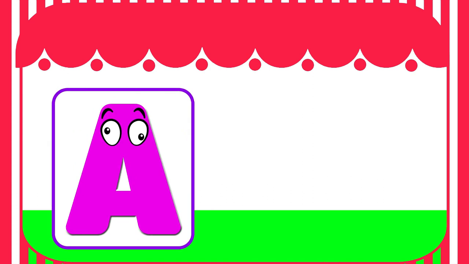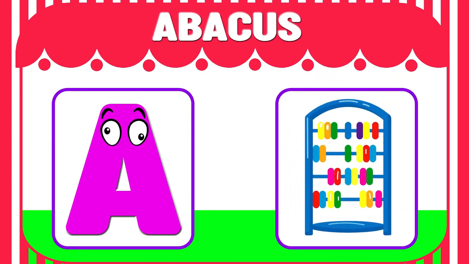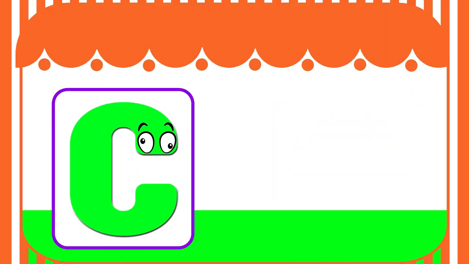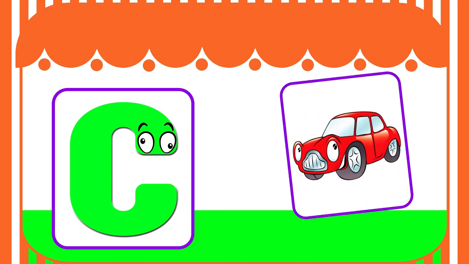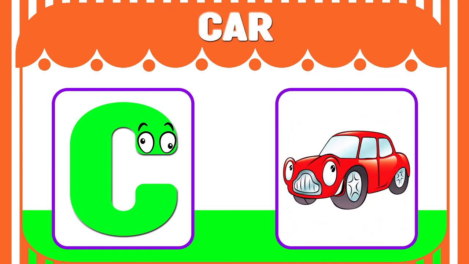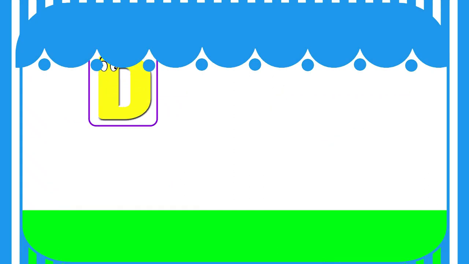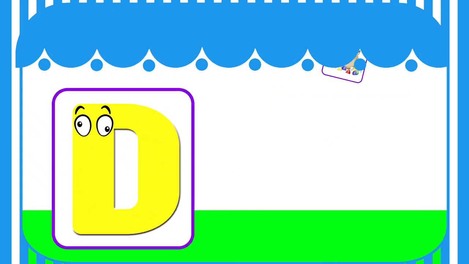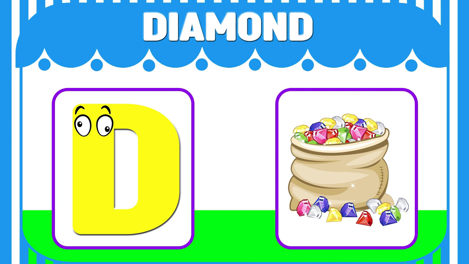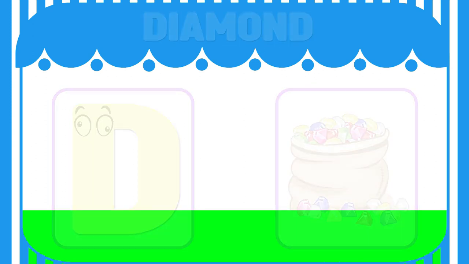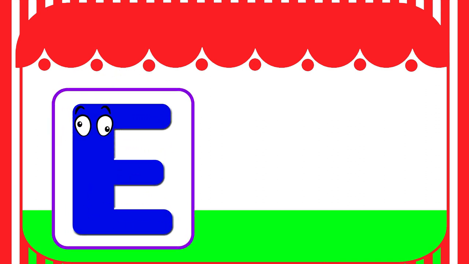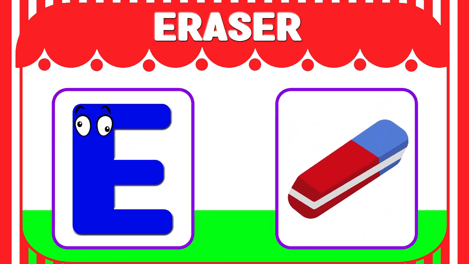A. A for abacus. B. B for basketball. C. C for car. D. D for diamond. E. E for razor.